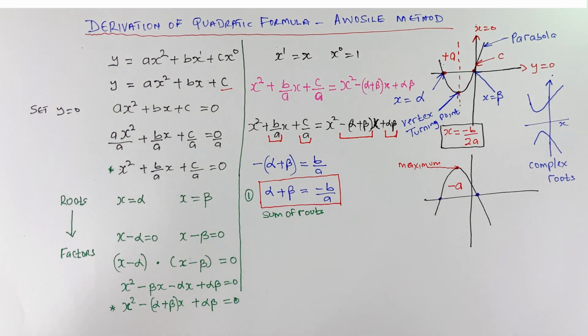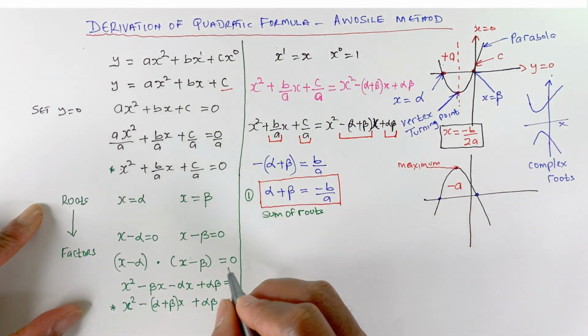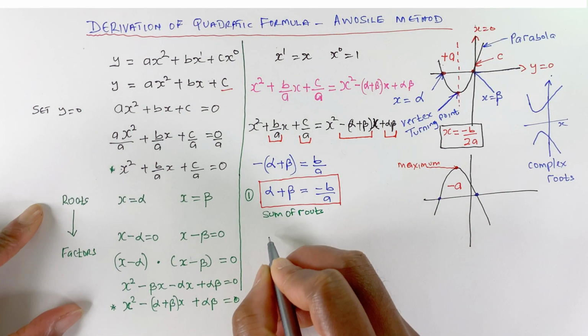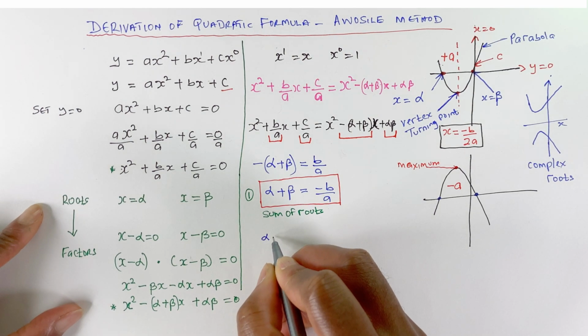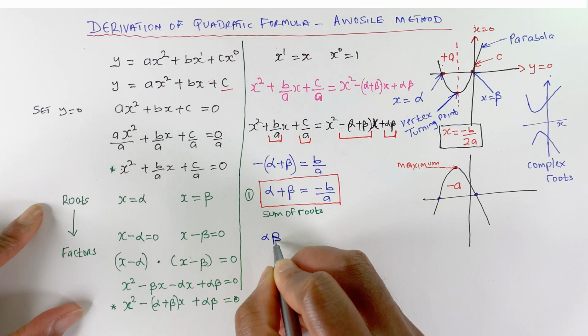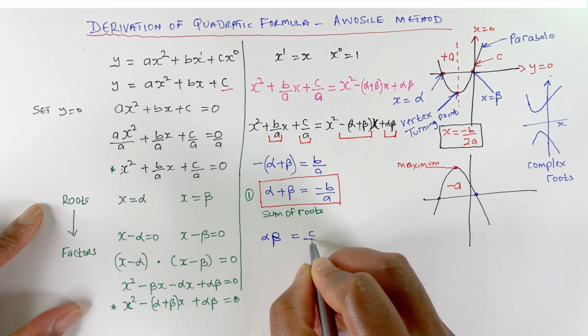This we have to remember. The next thing we're going to be using is the product of roots. So we're going to compare alpha times beta. There's a times here. That equals c over a.